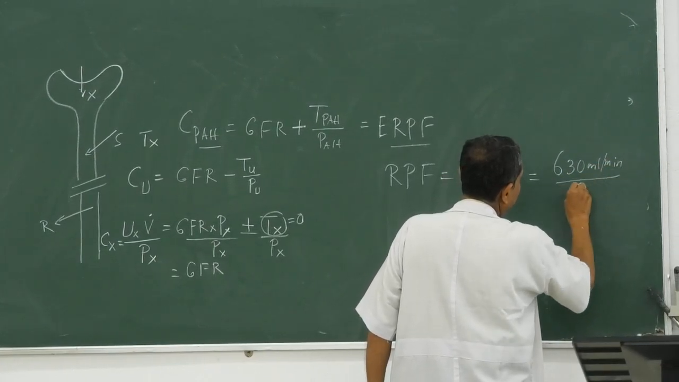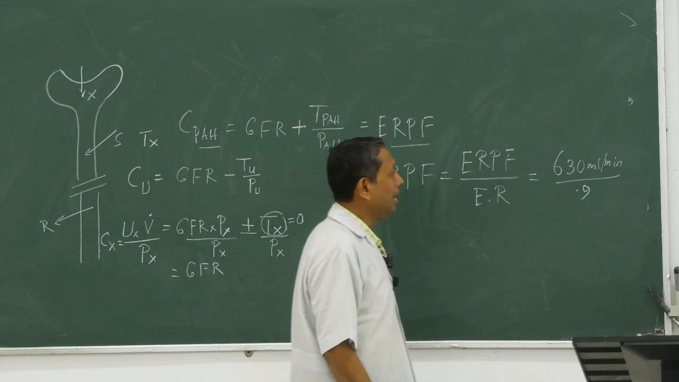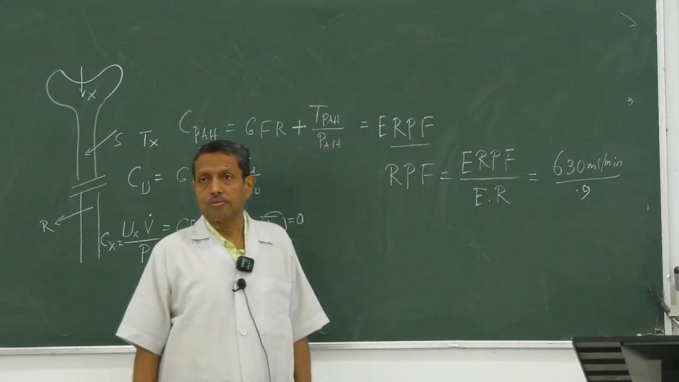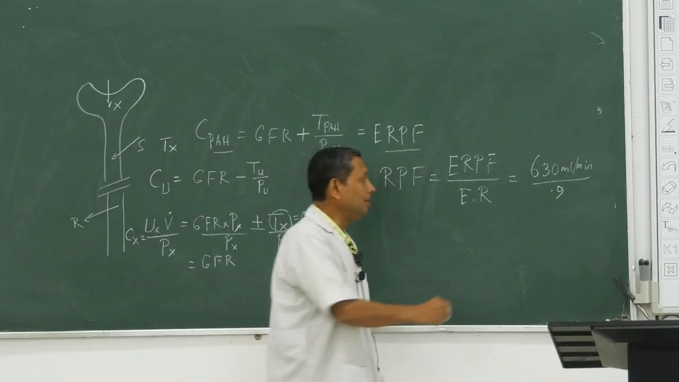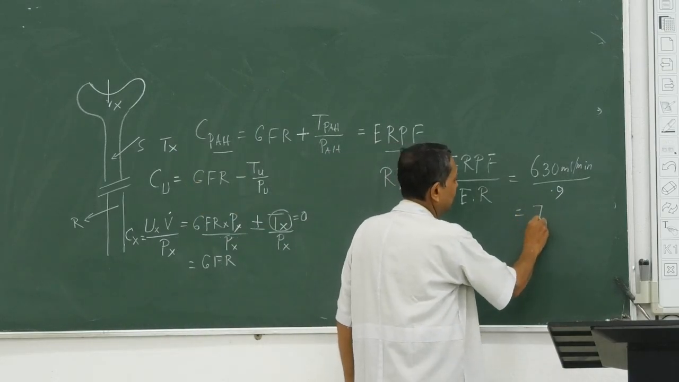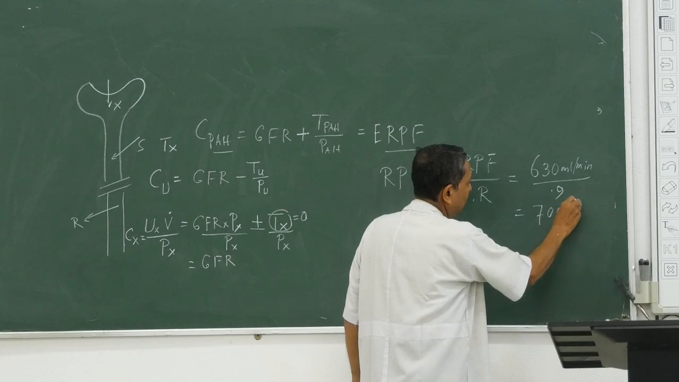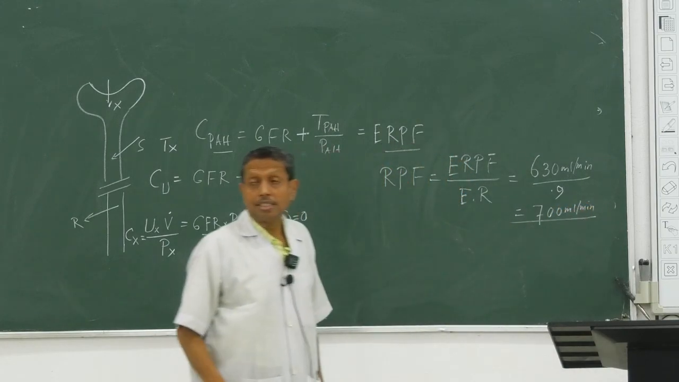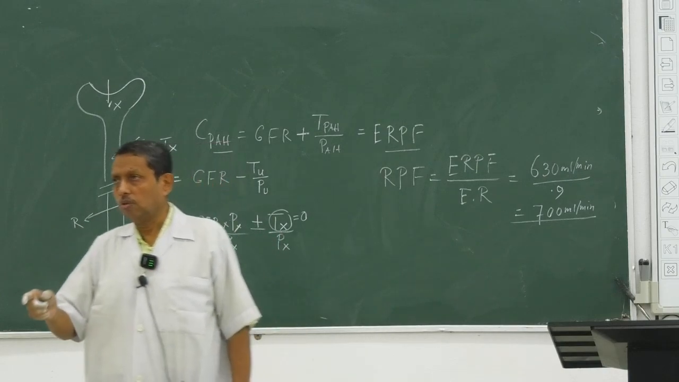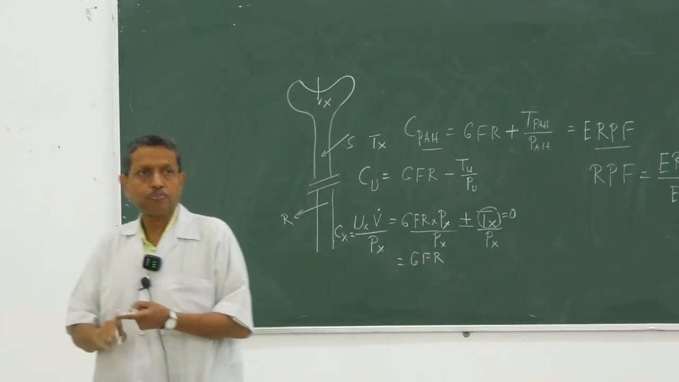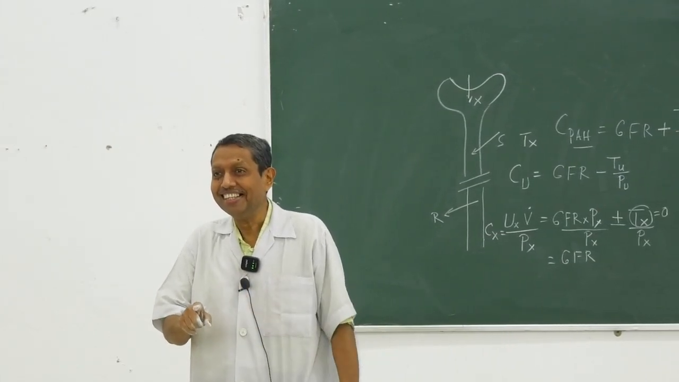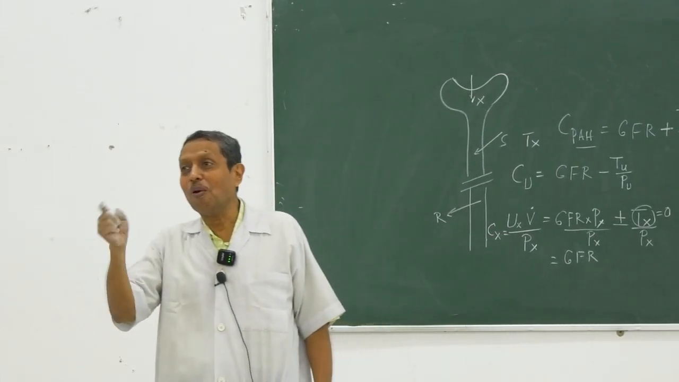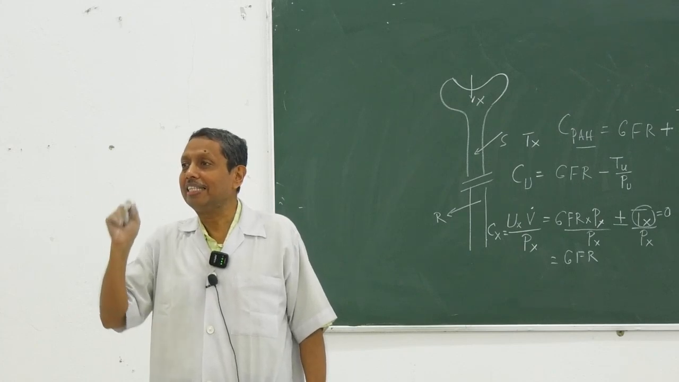And this is 0.9 extraction ratio, decimal fraction. So it will be 700 ml per minute. Some substances are both reabsorbed and secreted.